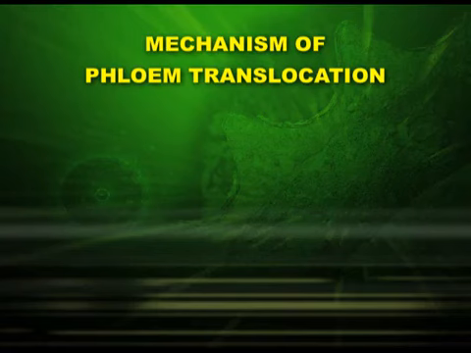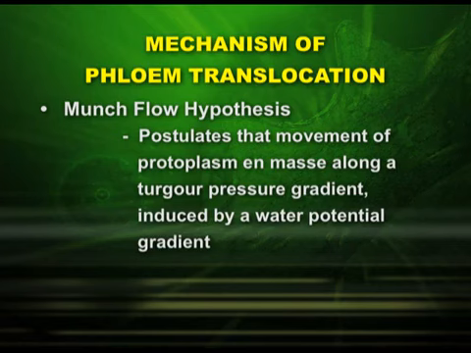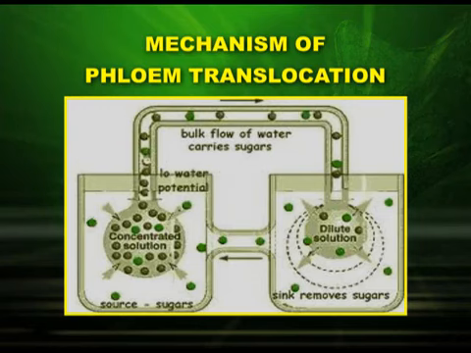It is explained very well by a hypothesis called the Munch flow hypothesis, which postulates the movement of protoplasm en masse along a turgor pressure gradient induced by a water potential gradient. This particular hypothesis can be explained by a model which is as follows. This model is called the mass flow model. If you look into the picture, the model consists of two reservoirs A and B, one containing the concentrated solution, the other containing the dilute solution, both containing sugars.